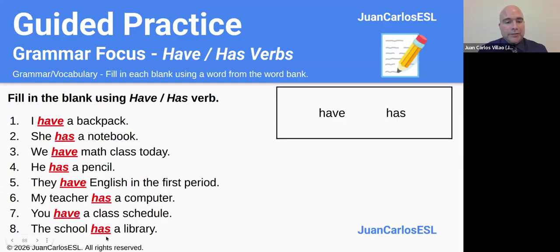Okay, so those are our 8 sentences and our guided practice grammar focus exercise. So I will invite students to read out loud these 8 sentences and also understand why the verb is have or has due to the subject. So we have I have, she has, we have, he has, they have, my teacher has, you have, the school has. So repeating that segment, the subject of the sentence will help you remember which subject corresponds to which verb.